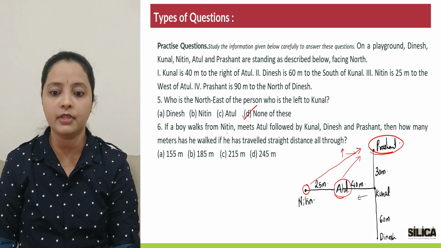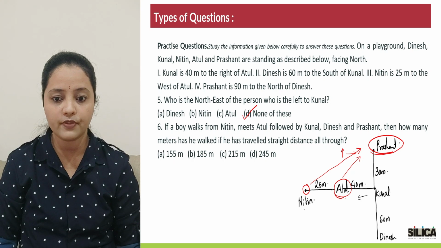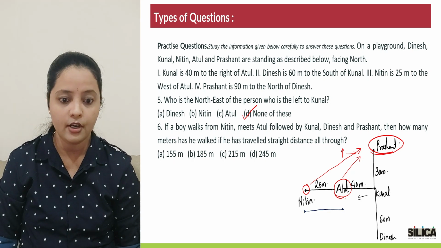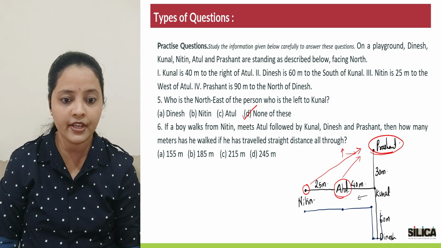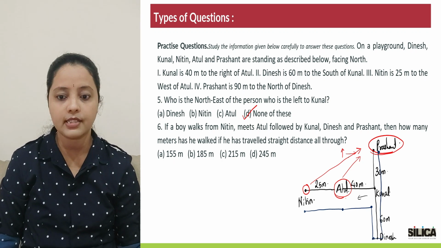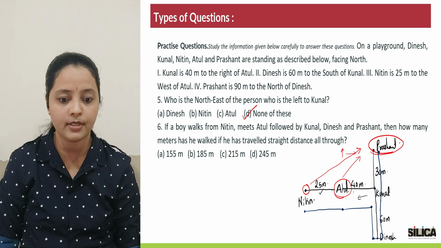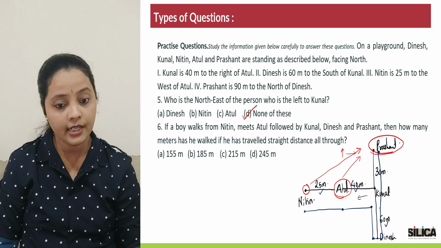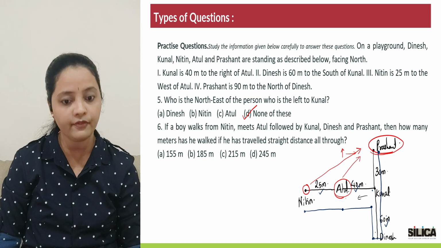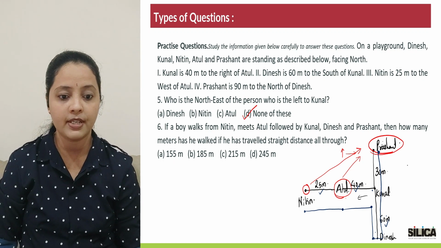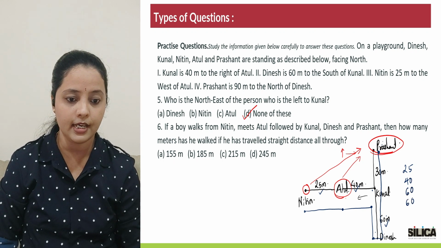A boy walks from Nitin. Okay, so let's see how this transition is going. A boy walks from Nitin, meets Atul, followed by Kunal, then to Dinesh, and then all the way back to Prashant. What is the total distance that person has traveled? So it will be addition of all this. So 25 plus 40 plus 60 plus again 60. Why? Because the person is going from Kunal to Dinesh and then again from Dinesh to Prashant. So it would be basically 25, 40, 60, another 60 and 30.